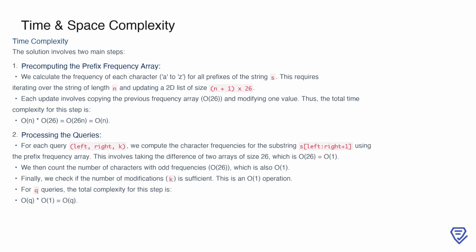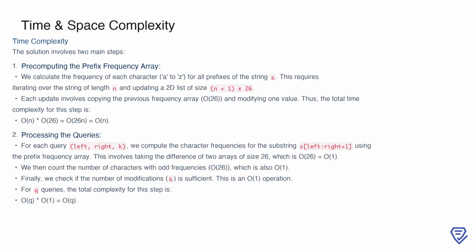First, we pre-compute the prefix frequency array. This involves calculating the frequency of each character from A to Z for all prefixes of the string. Since the string has a length of n, we iterate over it once, and for each character, we update a 2D list of size (n plus 1) x 26. Each update consists of copying the previous frequency array, which takes constant time with respect to the alphabet size, and modifying one value. Therefore, the time complexity of this step is O(n) multiplied by the constant 26, which simplifies to O(n).